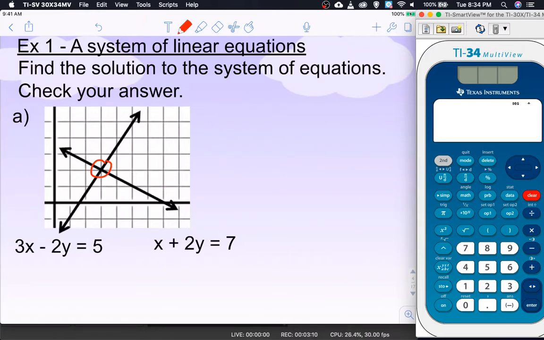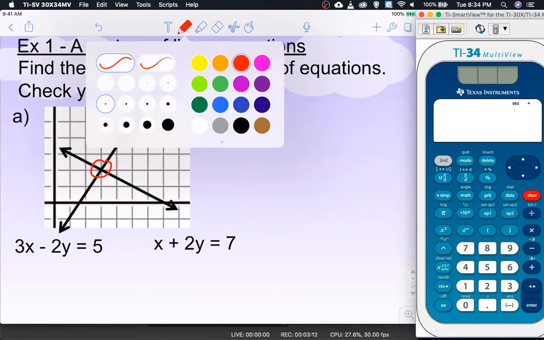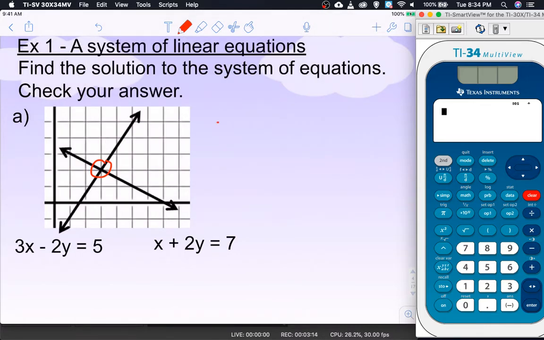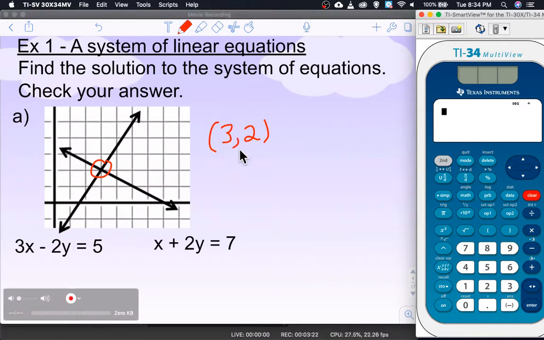That's not good enough for an answer, though. So we would want to say that that point is the point (3, 2). That is a much better answer. Now we have at least the x and the y value that satisfy both these equations.